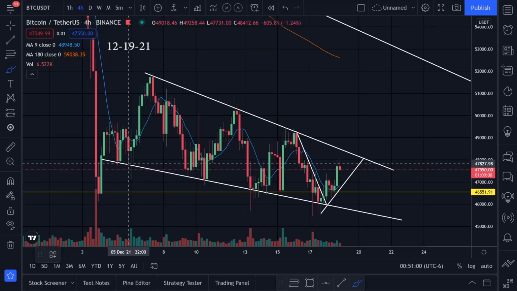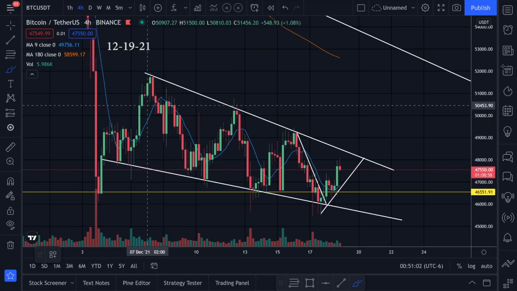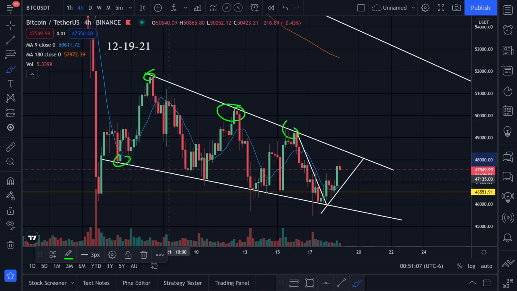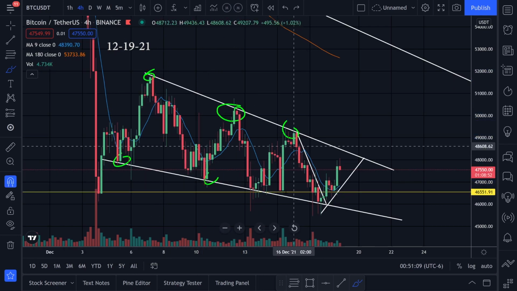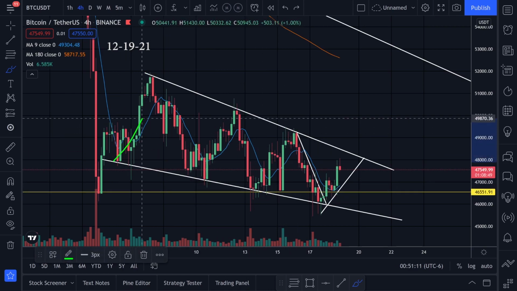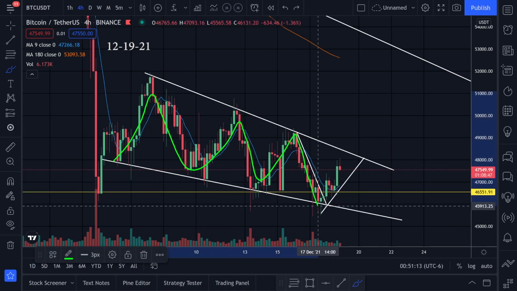Let's take a look at the chart for Bitcoin. Okay, so here's what I'm looking at. We're on the 4-hour time frame right now, and we have resistance right here, resistance, resistance, support, support, support. I've been watching this channel pattern playing out. We're bouncing in between these two trend lines right here.